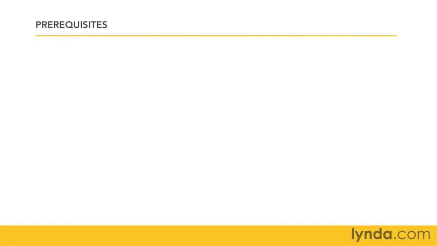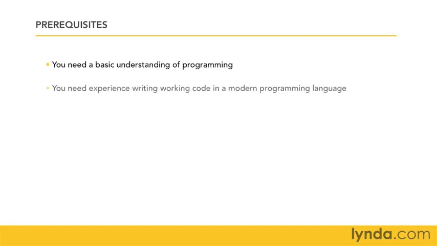In order to get the most out of this course, there's a few things you're going to need. First of all, you need a basic understanding of programming. This means that you need experience writing working code in a modern programming language. For example, Perl, PHP, Java, JavaScript, C++, or any modern programming language.